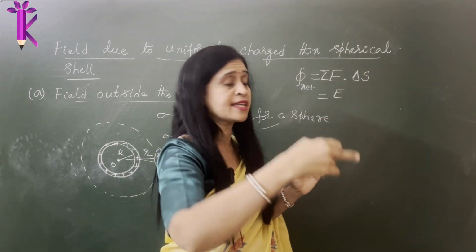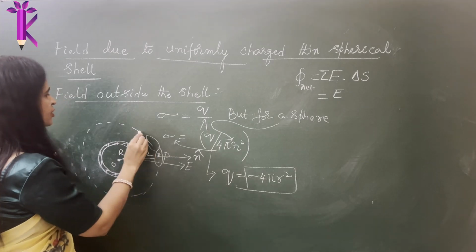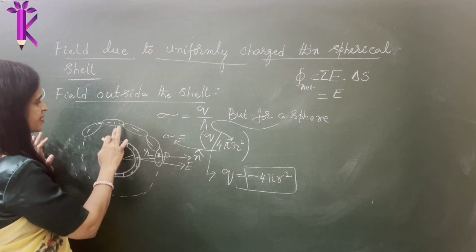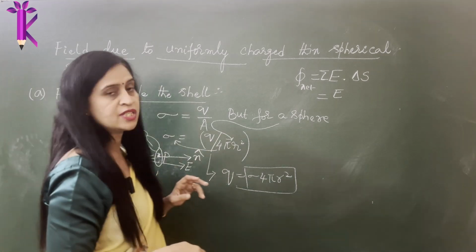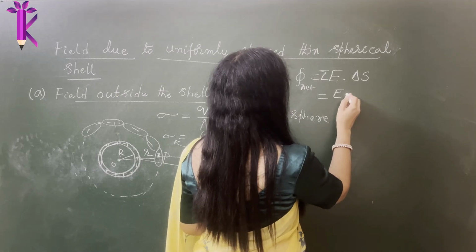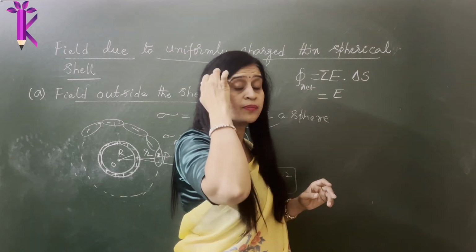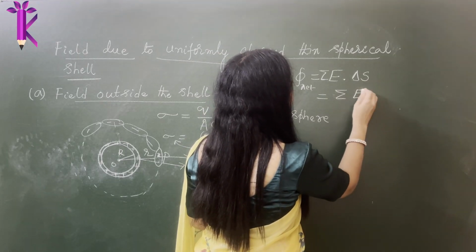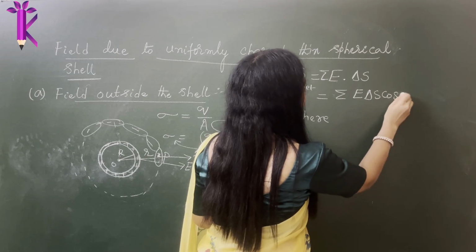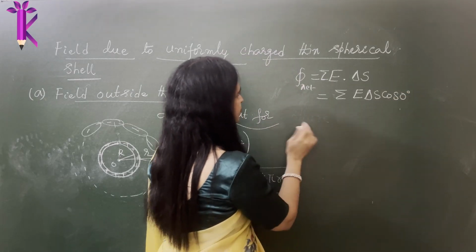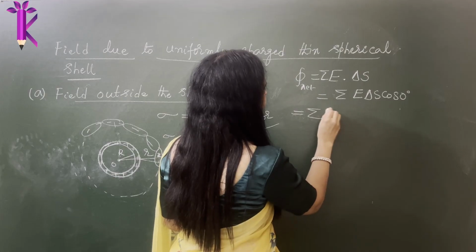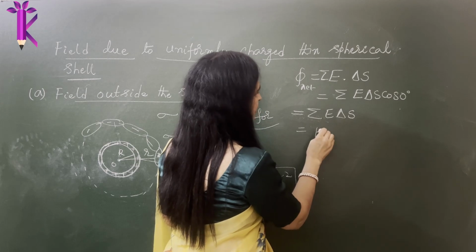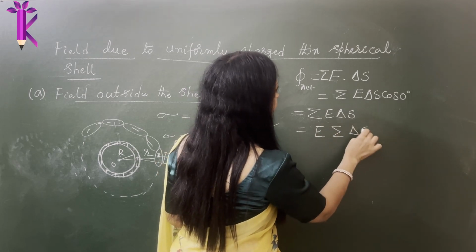So it is for all the surface areas. How all the surface areas? Surface area 1, you are keeping the point P everywhere. All are equidistant, all are at a distance r from the center of the spherical shell. So therefore we write it as sum of E dot delta S. Now the angle between them is 0, so the sum of E delta S cos 0 degree will be equal to the sum of E delta S, because cos 0 is 1. But the magnitude of the electric field is the same. So let's calculate the total surface area.